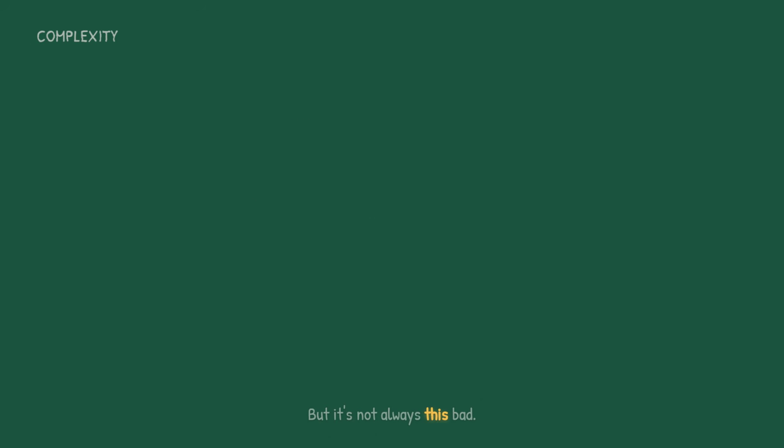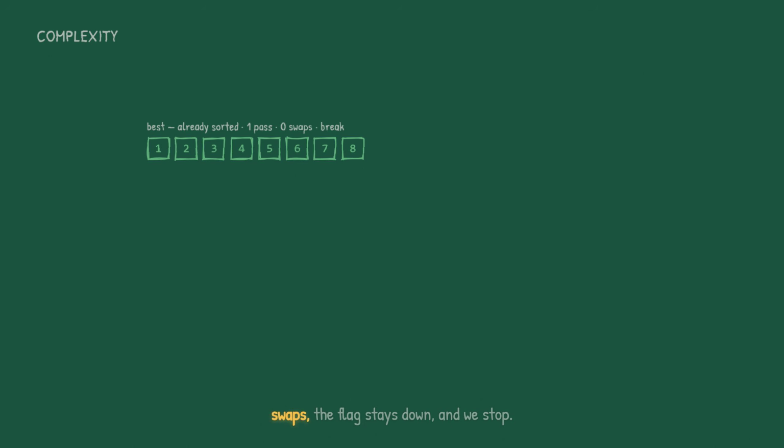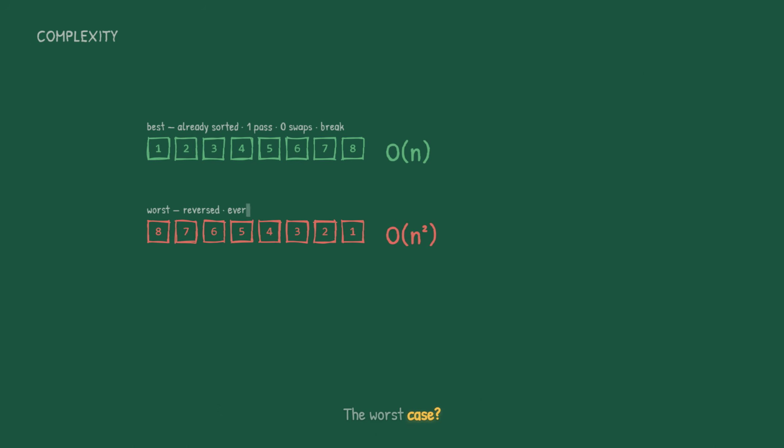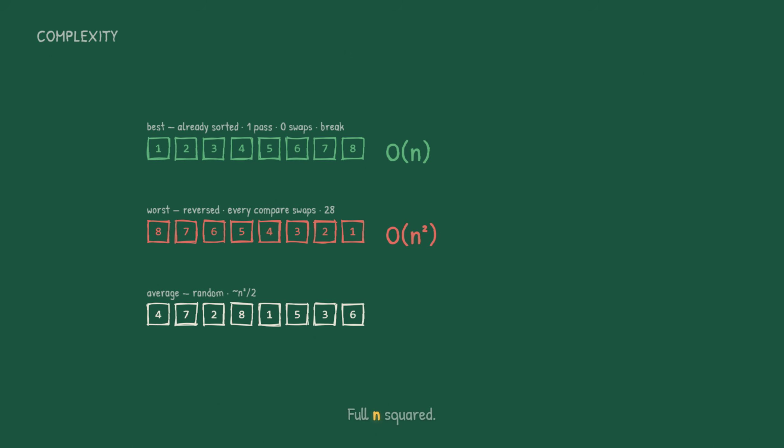But it's not always this bad. If the list is already sorted, 1 clean pass, no swaps, the flag stays down, and we stop. That's order n, the best case. The worst case, a list in reverse, every single comparison swaps, full n squared.